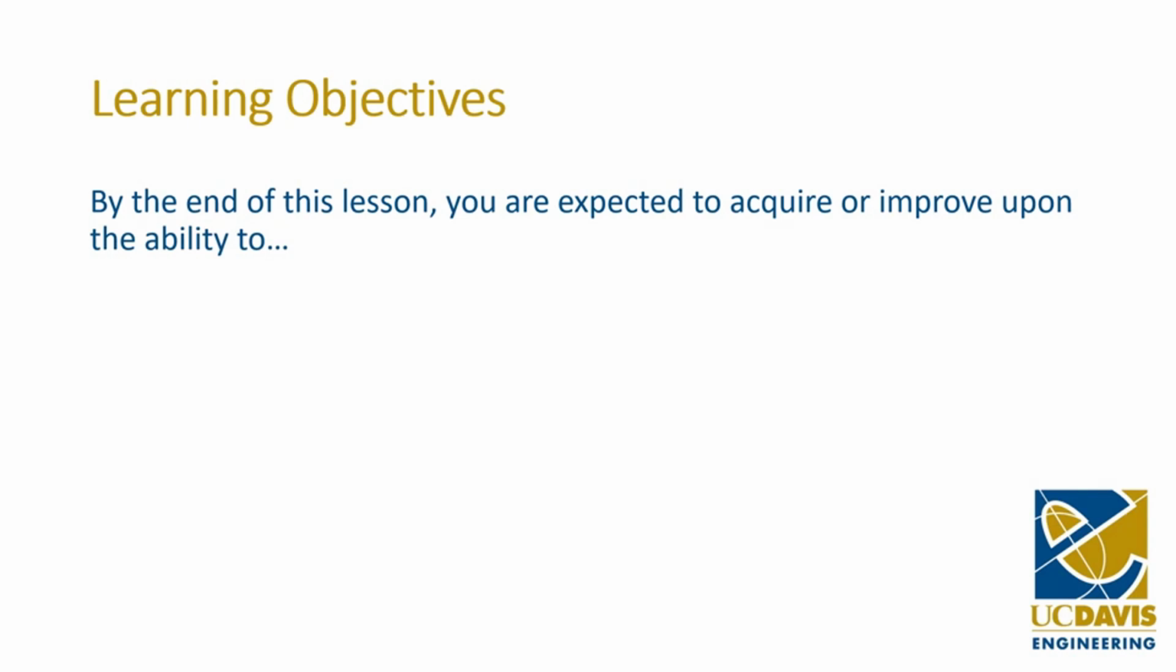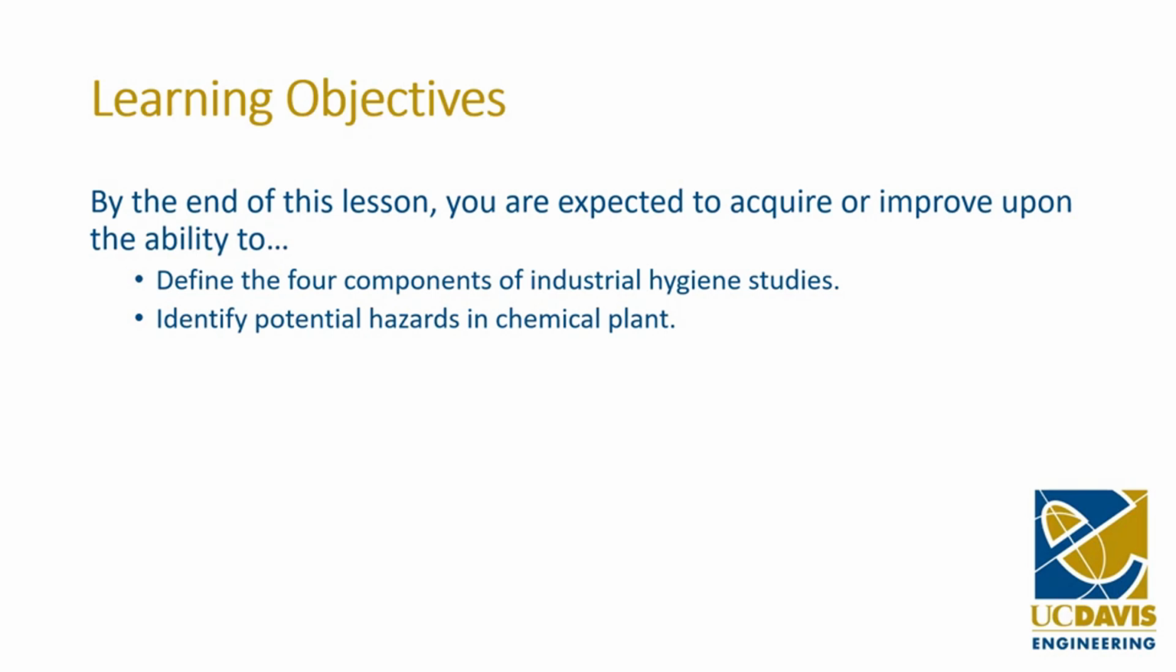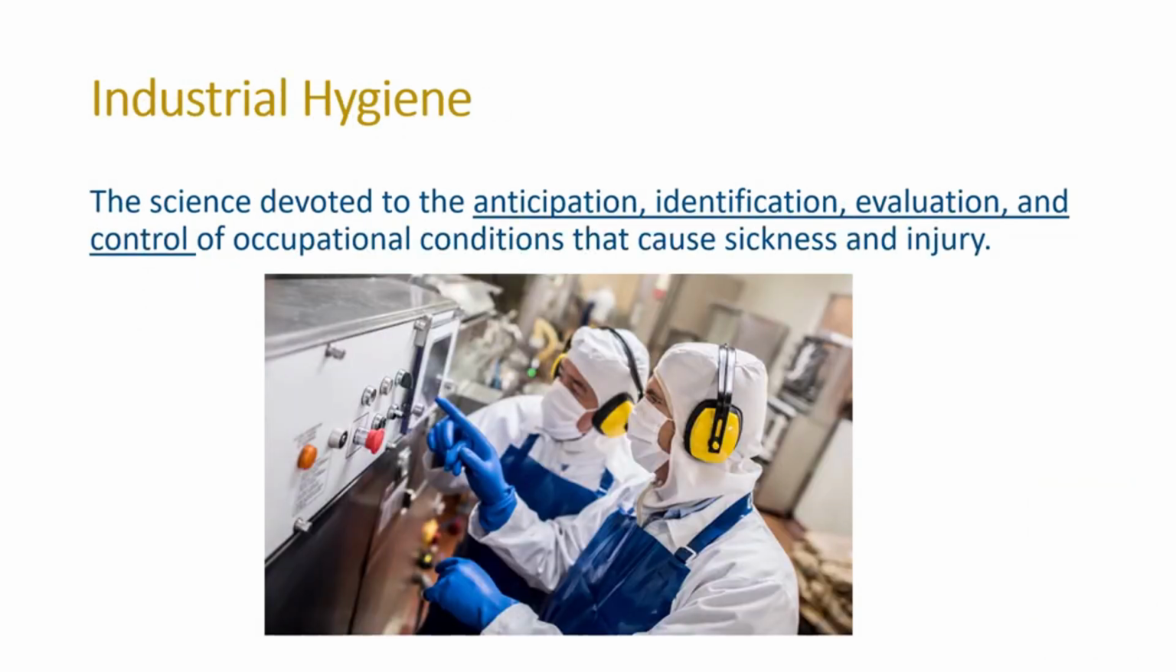At the end of this lesson, you are expected to acquire or improve upon your ability to define the four components of an industrial hygiene study and to identify potential hazards in a chemical plant. So, what is industrial hygiene?